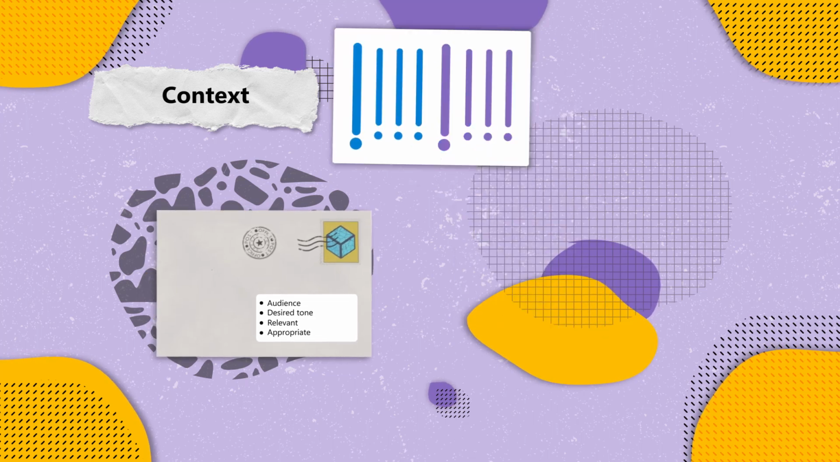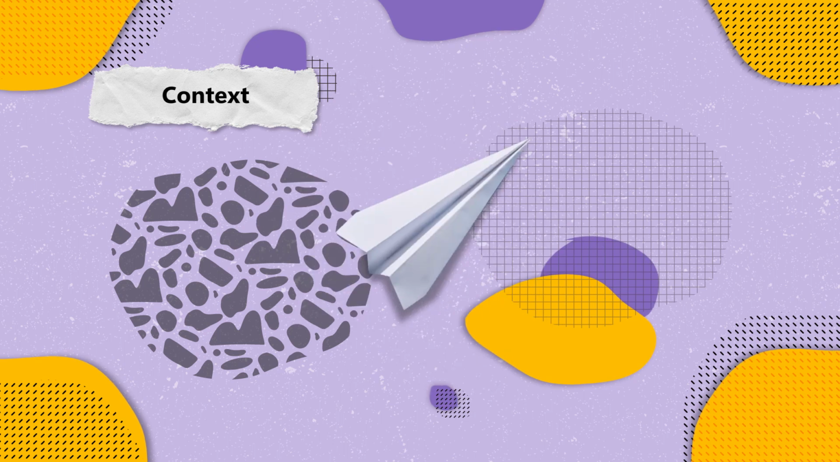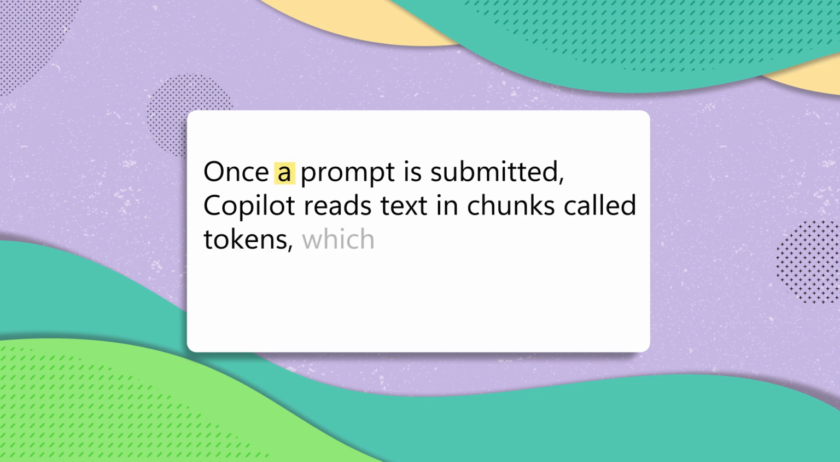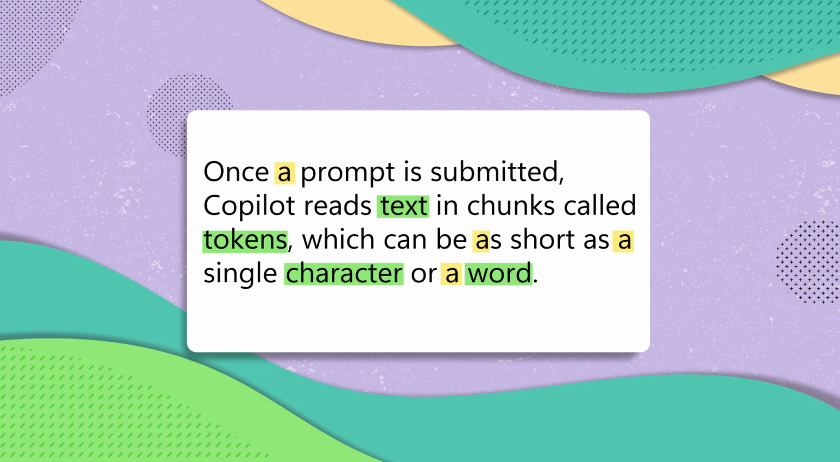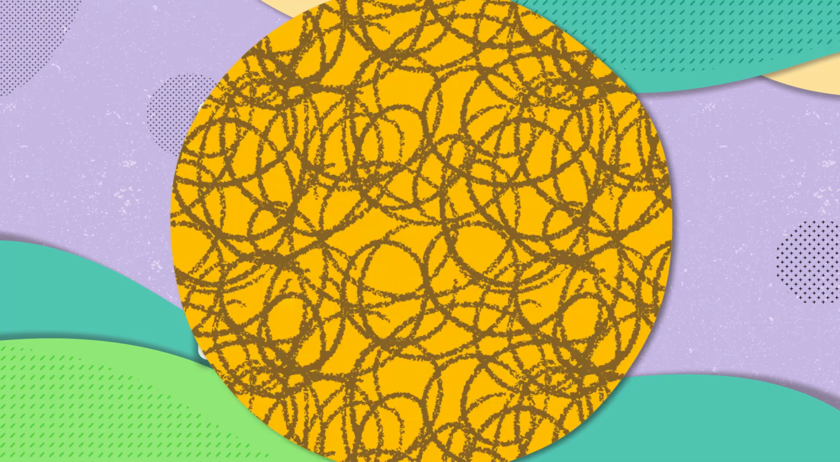The context provides information for the response, such as the intended audience and the desired tone. It should be relevant and appropriate, so it can tailor its response to your needs. Once a prompt is submitted, Copilot reads text in chunks called tokens, which can be as short as a single character or a word. This is important because every model has a limit on the amount of text it can process at once. This is why it's important to keep our prompts concise and to the point.